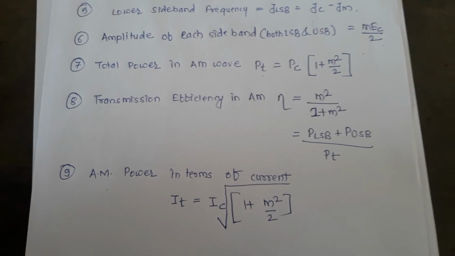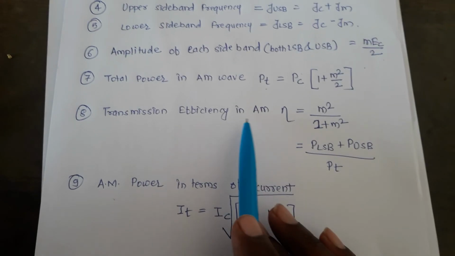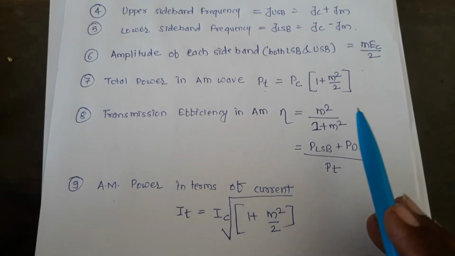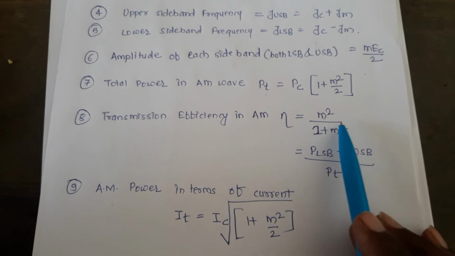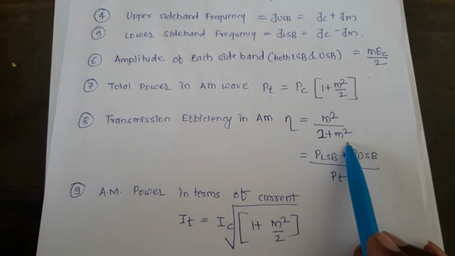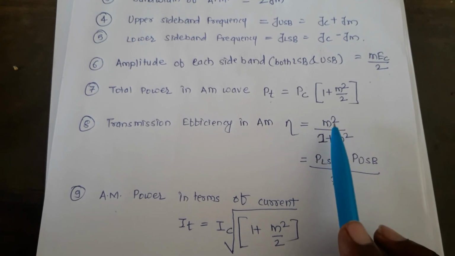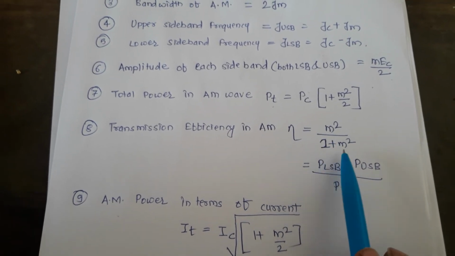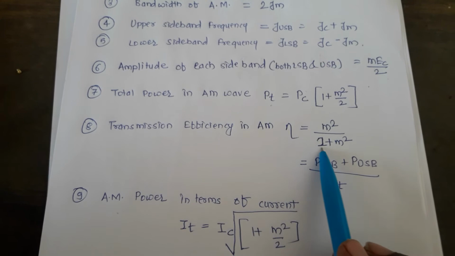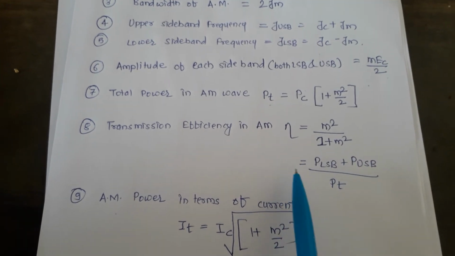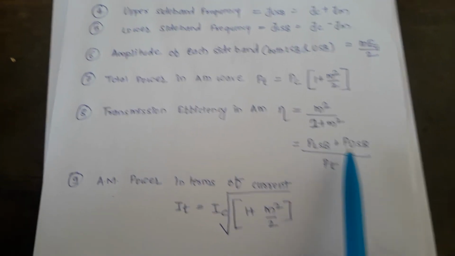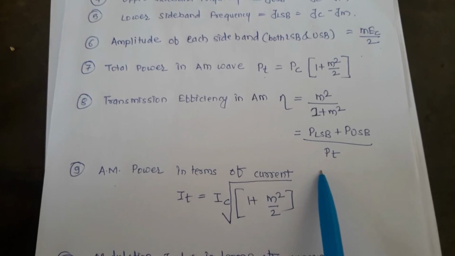Now the next formula is transmission efficiency in AM. Efficiency is equal to M² divided by 2 + M². I will repeat once again: efficiency eta is equal to M² / (2 + M²). It is not 1, it is 2. This is also calculated by (PLSB + PUSB) / PT.